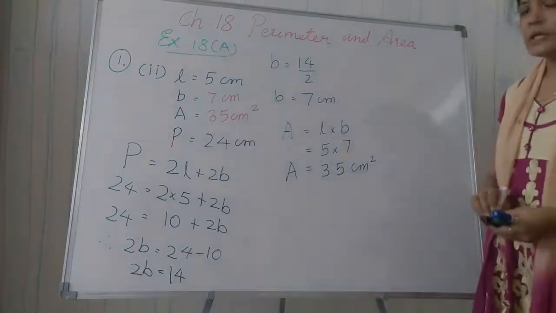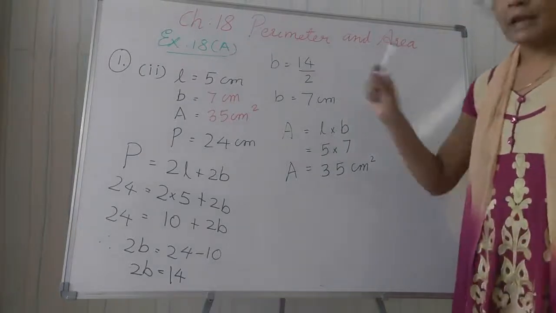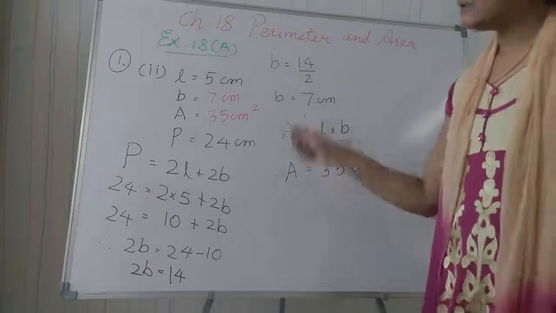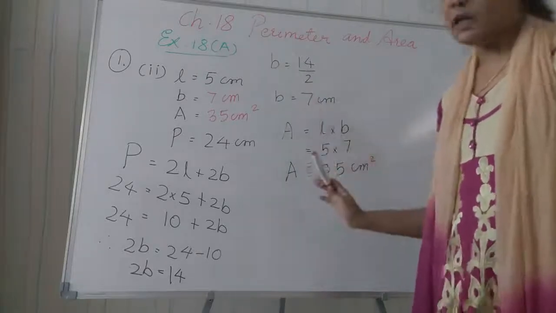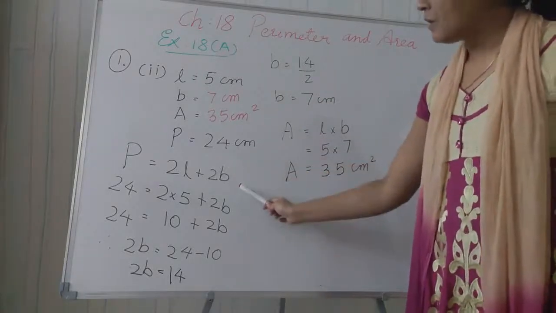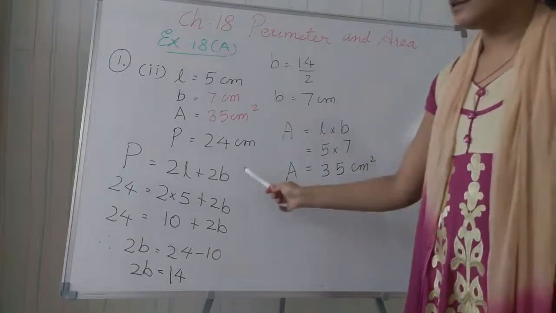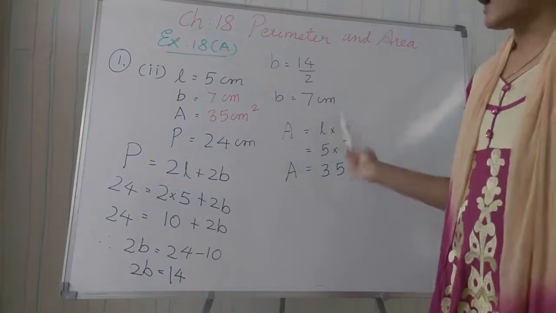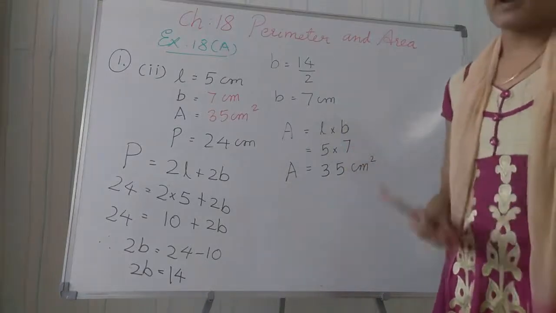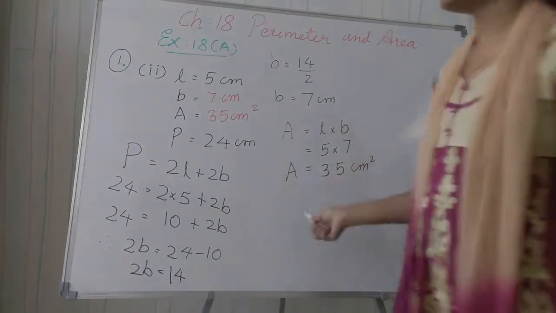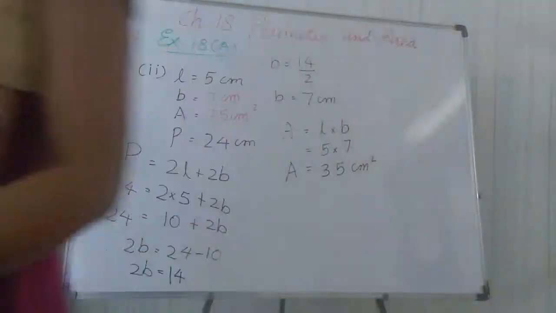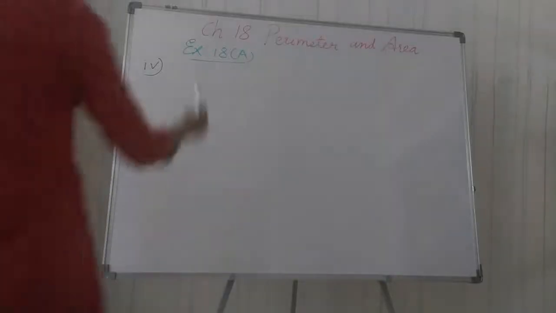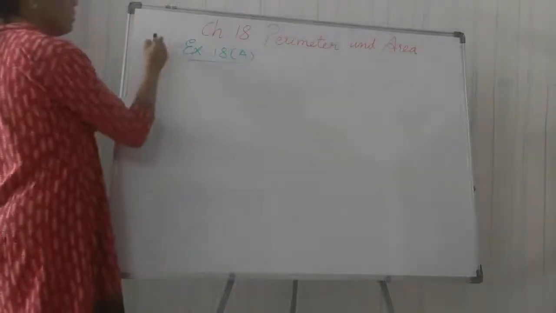So now you understand, students, the blank space or the box you are given in the table, you have to fill using the different formulas, either the perimeter formula or the area formula. Whichever formula is required, you have to use it and solve the question this way. Now let's continue exercise 18A, question number 1.